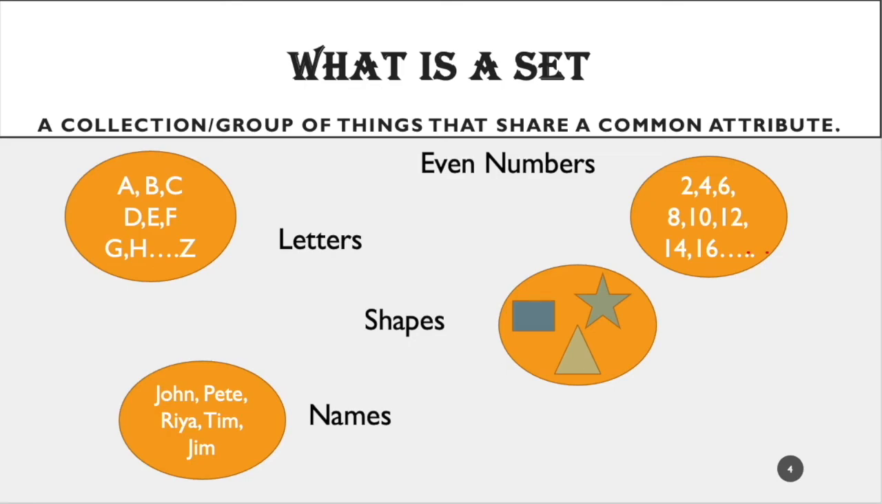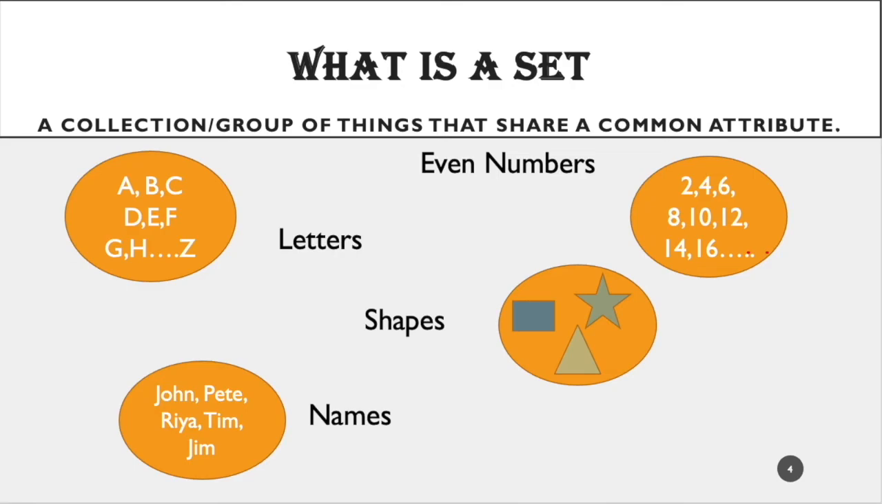Now let's look at the set of even numbers. These are 2, 4, 6, 8, 10, 12, etc., till infinity. Can we plug in 11 to this set? We cannot, because 11 is an odd number, and it will not share the same property or attribute as the other elements of this set.